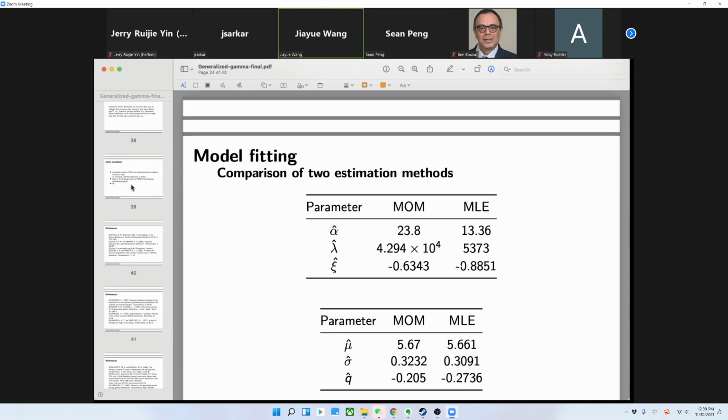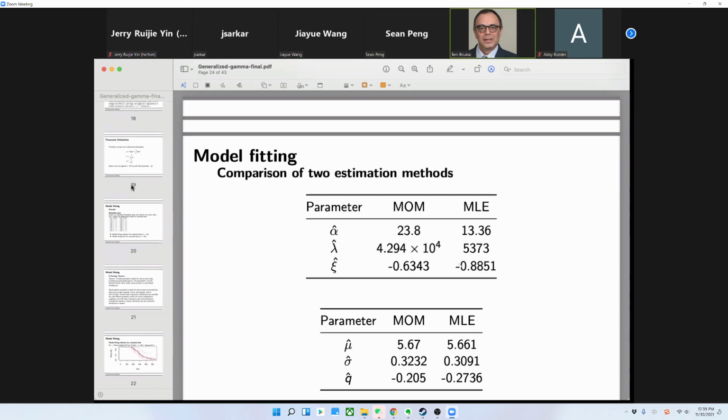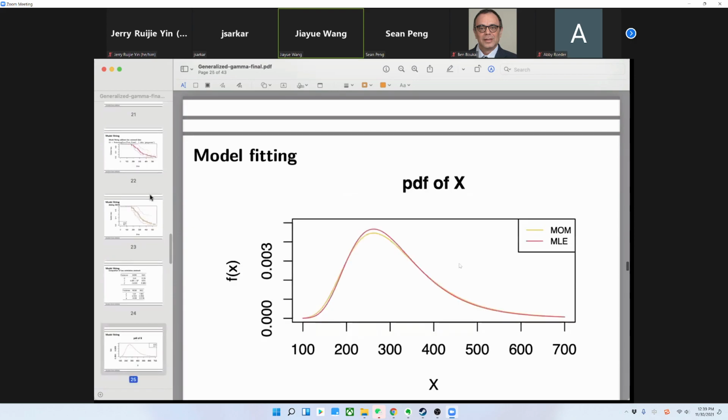So should I show that open questions first or? No, go ahead with this slide, with this particular model. Okay. And in here, we show the difference in the form of alpha hat, lambda hat, and Cassie hat. However, in the form of mu hat, Cassie hat, and Q hat, we see these two types of estimation are pretty close. And then we plot the PDF of X for the two sets using the form of alpha hat, lambda hat, and Cassie hat. So although the values are different, in the plot of the PDF they are pretty close.